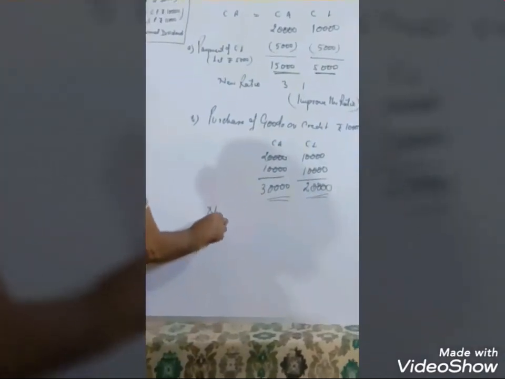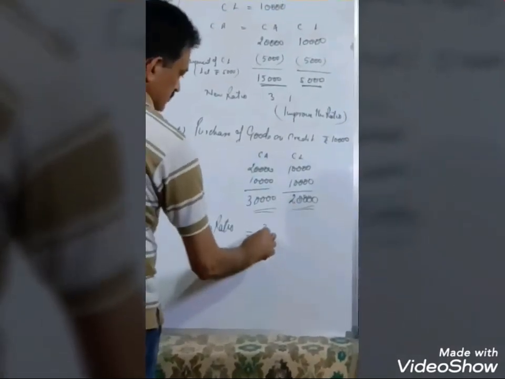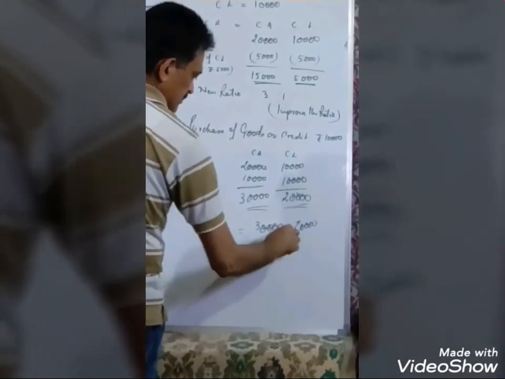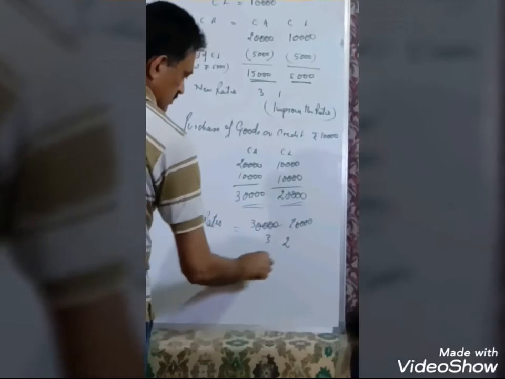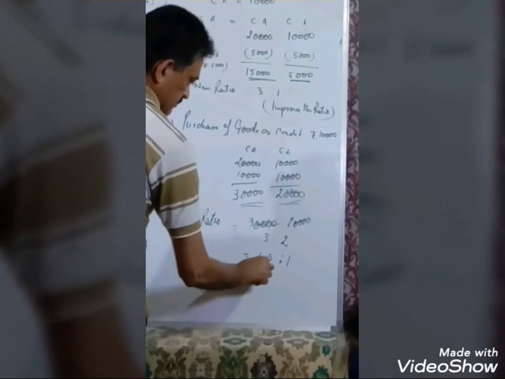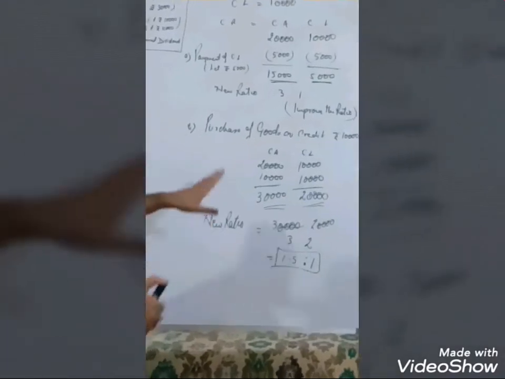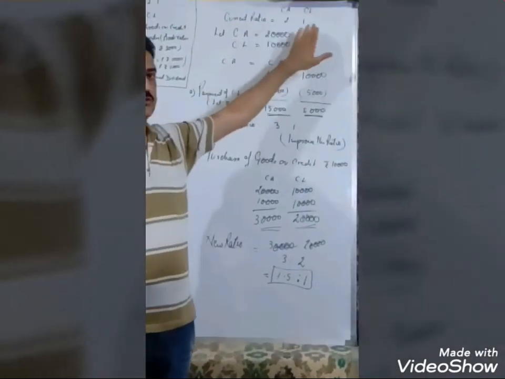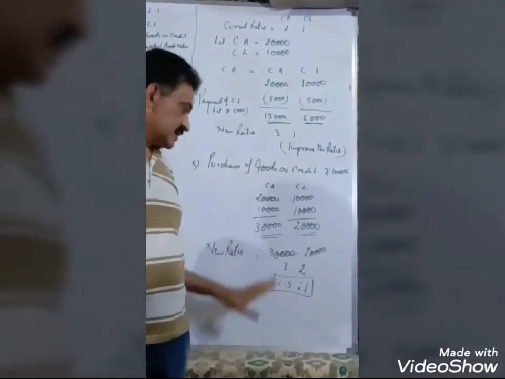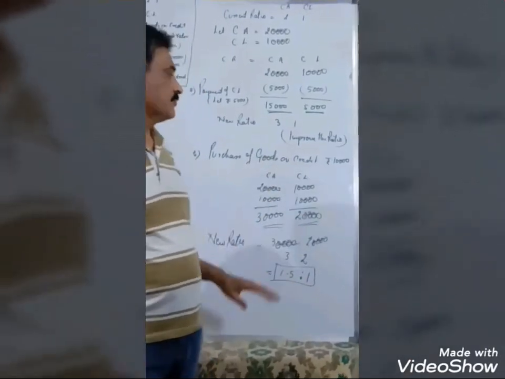New ratio, 30,000 to 20,000. That means 3:2. So this will be 1.5:1. Before this transaction, the current ratio was 2:1. But after this transaction, there is a purchase of goods on credit, there is a decrease in the current ratio. So this transaction will decrease the current ratio.